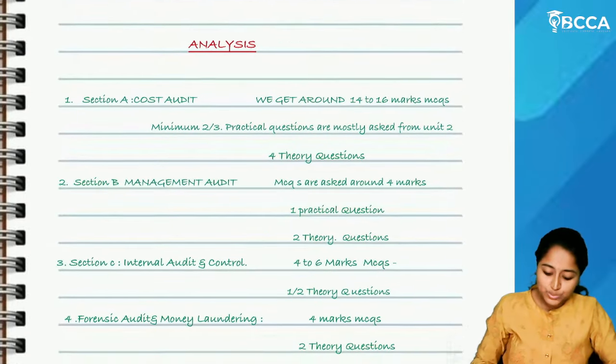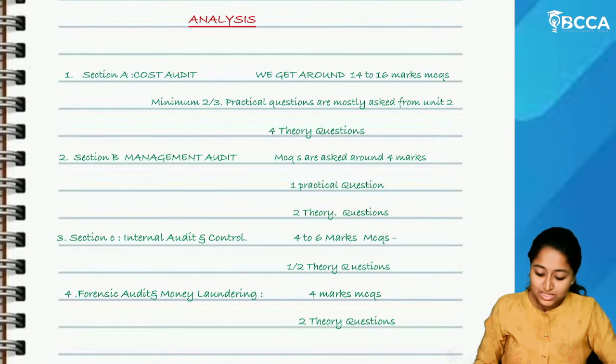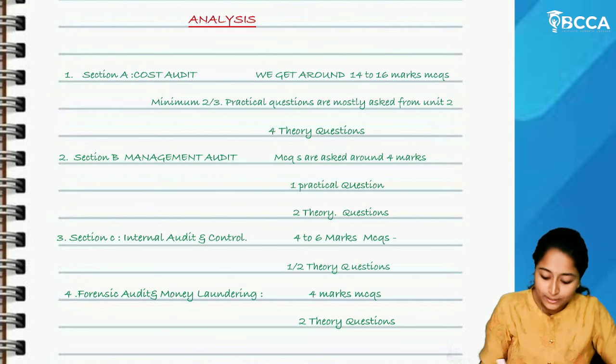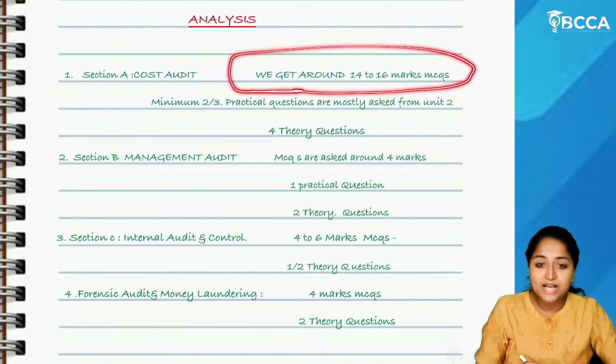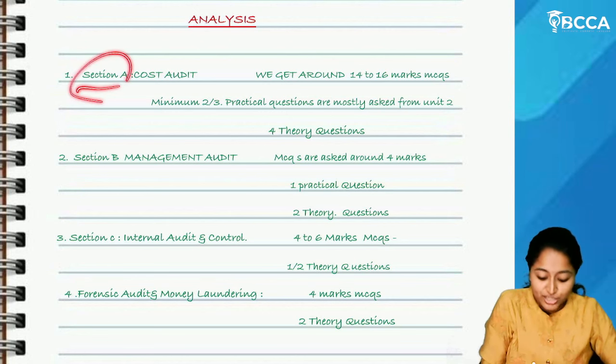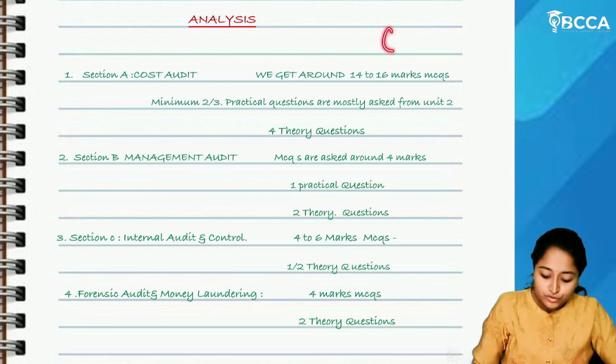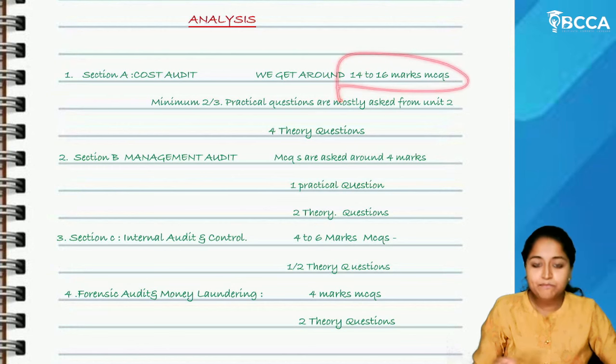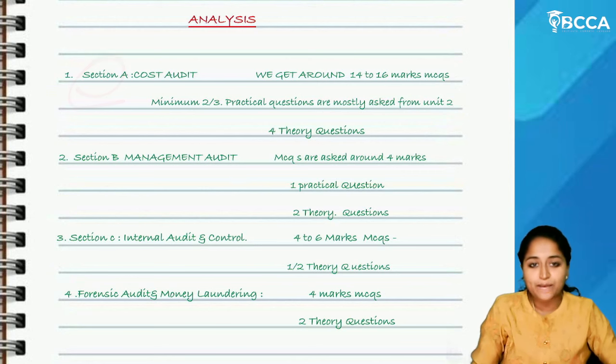Coming to the analysis which I have made for you, this we have already seen before in the previous table, but let me explain you again clearly. Section A, we have cost audit. We get around 14 to 16 marks MCQs from just section A. See, 60 plus marks are from section A, and firstly, many of the students will attempt MCQs only. By just opening the paper, you'll get to know that around 16 marks are getting from just one chapter.